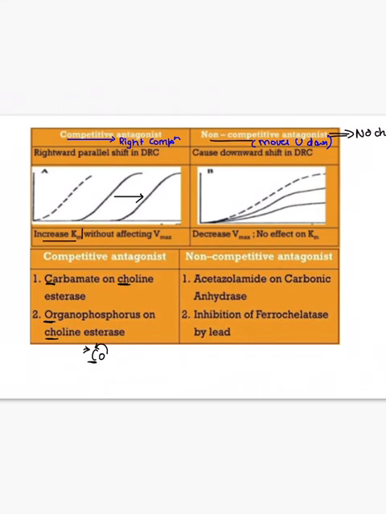That is, competition will increase your Km, but the Vmax does not change. See, the maximum is the same thing, guys. Okay, here the Vmax decreases, guys. If you don't compete, your Vmax will decrease, and Km has no effect.